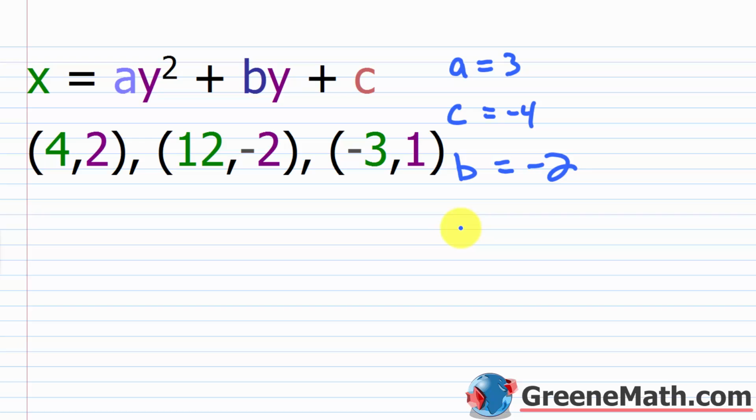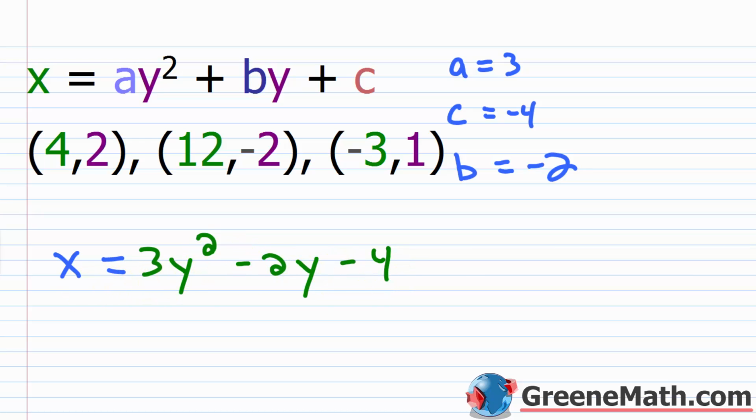Okay, so let's go ahead and write our equation. So we have x now. Remember, this is different. This is a sideways parabola. So x is going to be equal to, for a, we have 3, then times y squared, then plus, for b, we have negative 2, so minus 2 times y. And then for c, we have negative 4, so minus 4. Okay, so x equals 3y squared minus 2y minus 4.